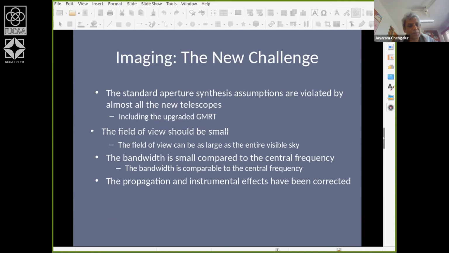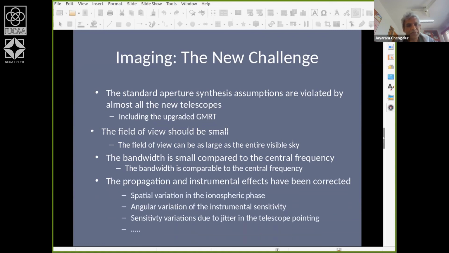The third is that all propagation and instrumental effects have been corrected. It turns out that the level at which you have to make these corrections depends on the sensitivity of your instrument. If my instrument is not very sensitive, I might be able to live with 10% errors, because 10% errors are much smaller than the noise in my instrument. But as I make my instrument more and more sensitive, I have to calibrate it and correct these errors more and more accurately. That's the issue we're having here: the instrument has become much more sensitive, and therefore sources of systematic error which could be ignored earlier are no longer ignorable.